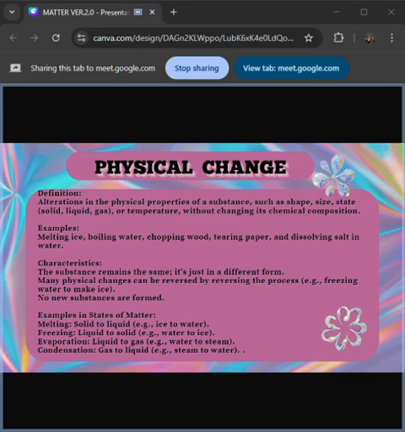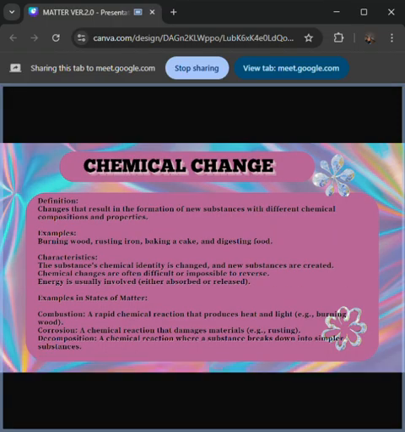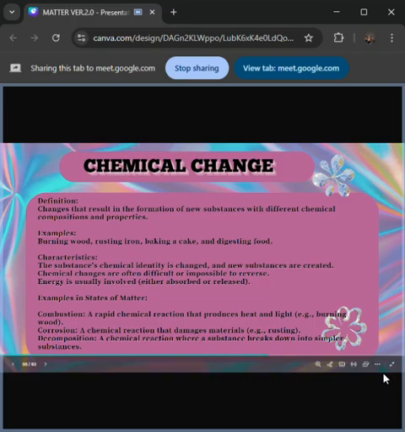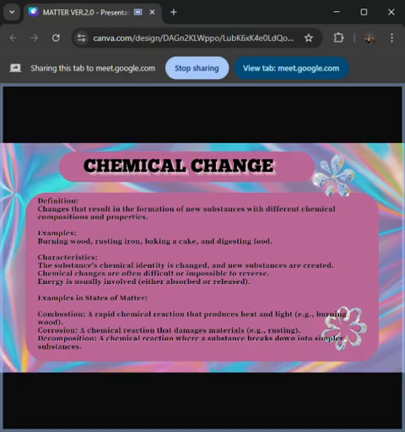Okay, so yes, thanks for responding. Now let's proceed with the next part. Okay, so chemical change. To explain this one, allow me to read its definition: a chemical change results in the formation of a new substance with different chemical composition and properties. For example, burning of wood, roasting iron, baking a cake, and digesting food. Its characteristics are that the substance's chemical identity is changed and a new substance is created. Chemical changes are often difficult or impossible to reverse, as usually energy is involved, either absorbed or released.